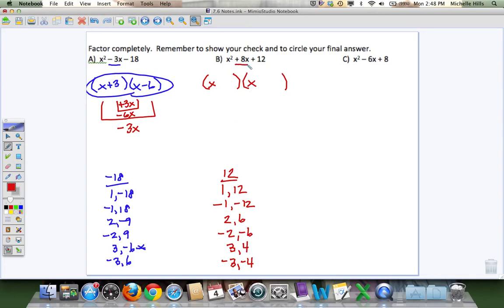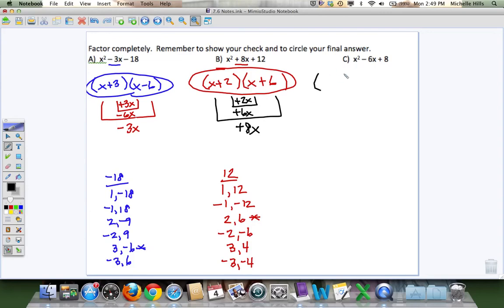I'm looking for these to add to positive 8. So this is the pair that I will use. X plus 2 times x plus 6. Circle this because it's my answer, but I need to show the check. The inside part of FOIL, the positive 2 times the x, would give me plus 2x. The outside part of FOIL, the x times the positive 6, would give me plus 6x. When I add those together, that's the plus 8x that I needed for my middle term.